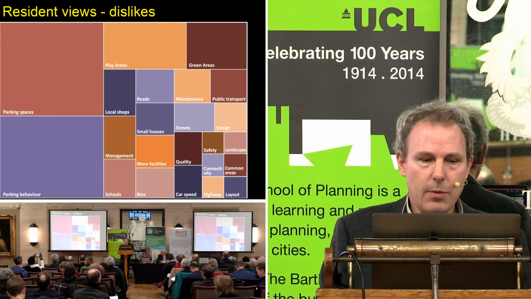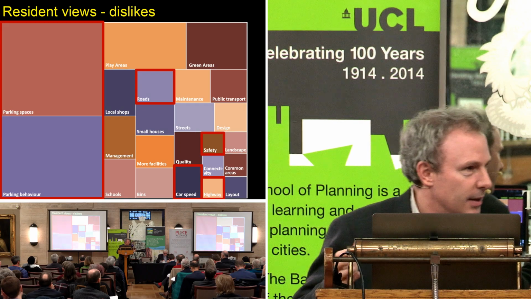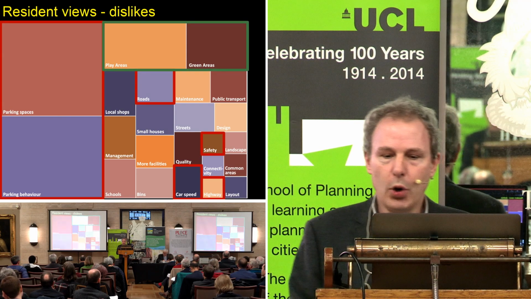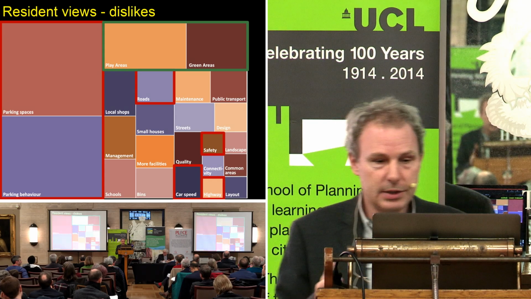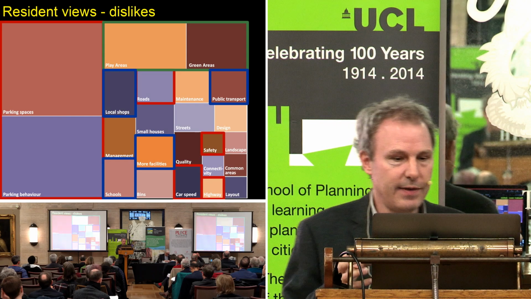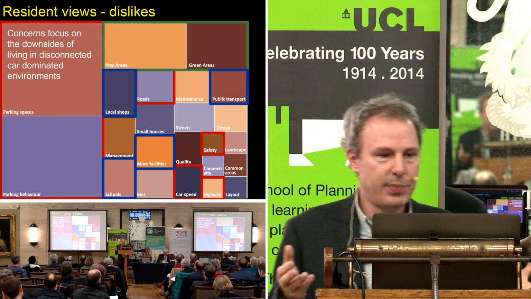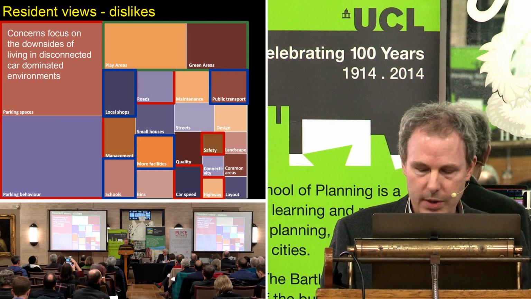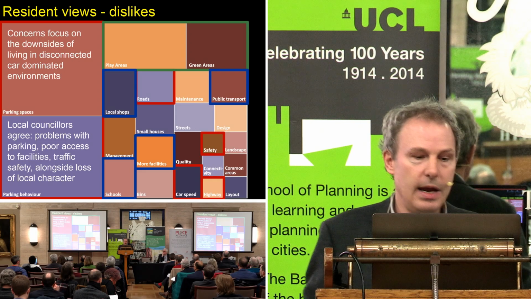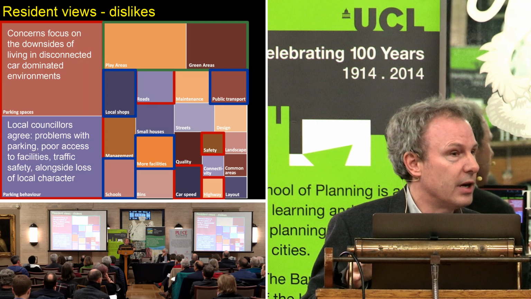When asked about dislikes, we saw sort of 3 groups of factors, I suppose. Those associated with cars and roads, and particularly parking. Parking is always the big problem, and that came out very dominant. But then a set of concerns around the poor quality of some green spaces and play areas in developments, and another set of factors around the sort of isolation of many key facilities and amenities within developments. All of these concerns focus on some of the downsides, I suppose, of living in a more disconnected, car-dominated sort of environment. Local councillors in our related research largely agreed: they saw problems in parking, poor access to facilities, traffic safety, but also alongside questions of character and the loss of character in local areas as they saw it.